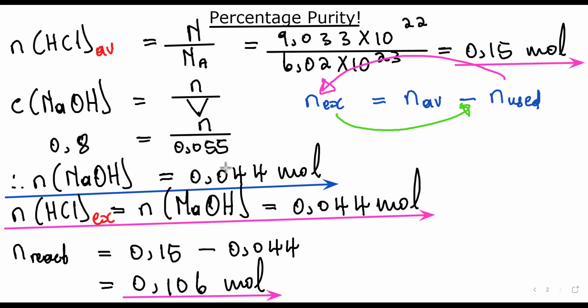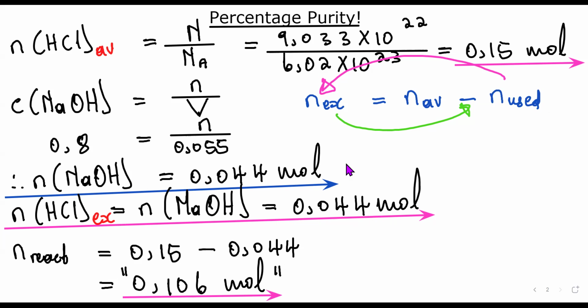But listen to what I'm saying to you. I'm saying 0.106 moles of the acid were used to react with magnesium carbonate. That is not the same as saying 0.106 moles of magnesium carbonate were used to react with the acid. No, these are still the moles of the acid alone.